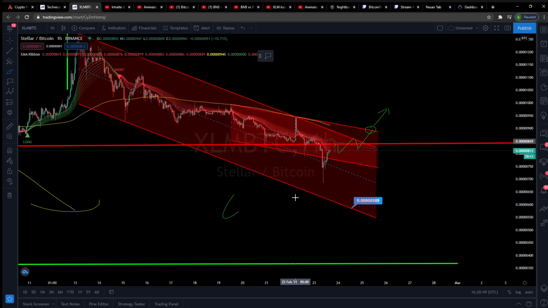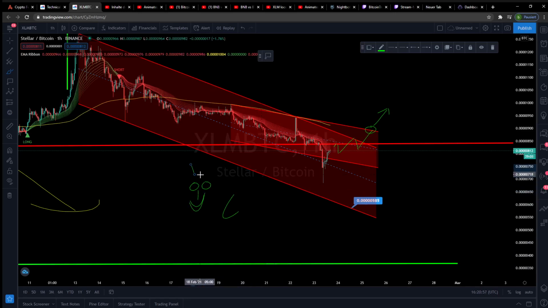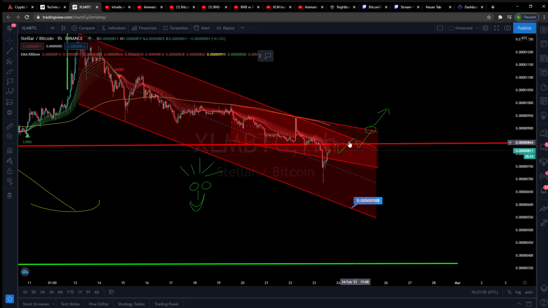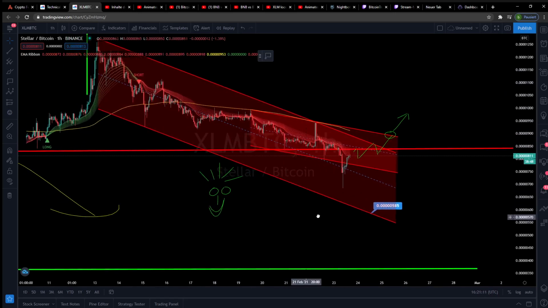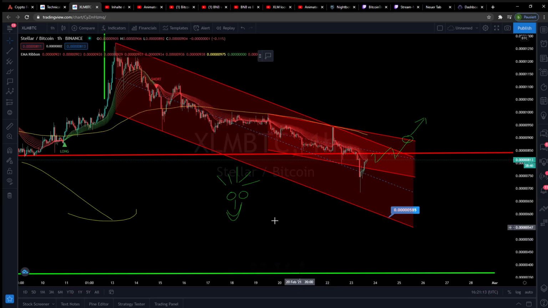So okay guys, that's it. A little bit important now, I can make a drawing here. Is this funny? I wish Stellar a lot of luck here for this fight against Bitcoin, a lot of luck to fight back these downtrends, and go Stellar, more up and up and up to the moon.